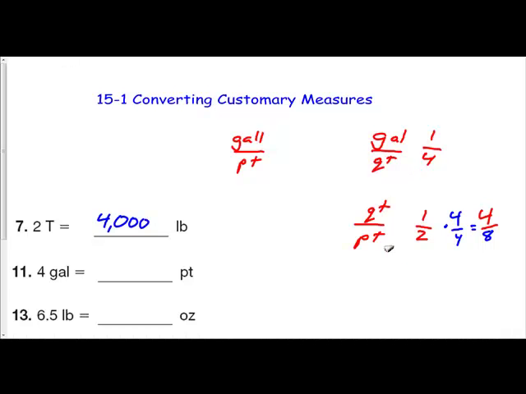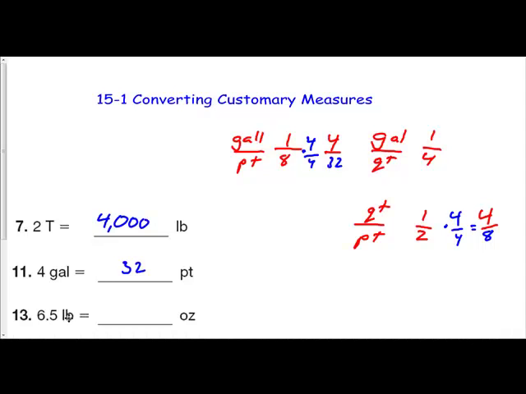So let's find out how many pints there are in 4 gallons. Okay, so there are 8 pints in 1 gallon. So let's see, 8 pints in 1 gallon, and we want to know how many for 4 gallons. Well, how do I turn 1 into 4? I multiply times 4. And 8 times 4 is 32. So there are 32 pints in 4 gallons because there are 8 pints in 1 gallon.